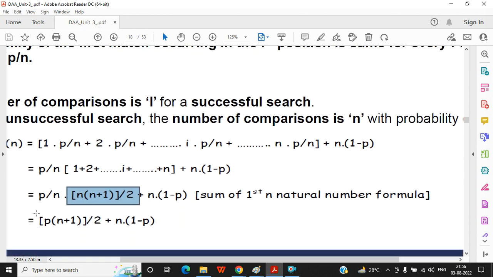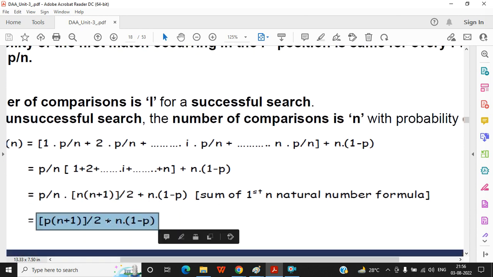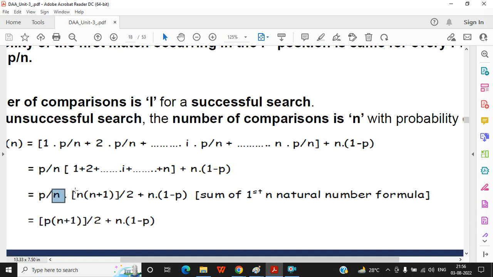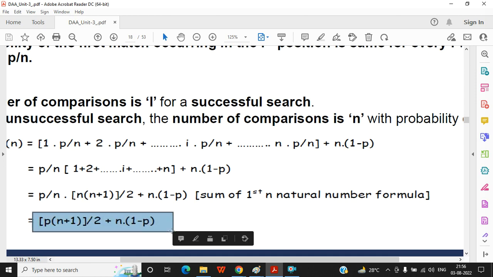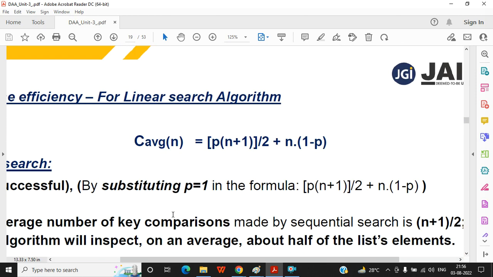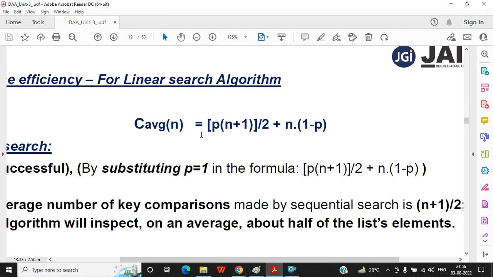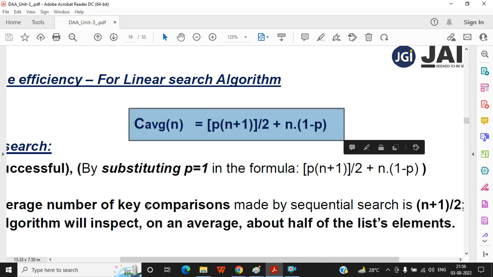So they are taking a common term here, and this n and this n will be cancelled out. So this becomes a simplified figure. After that, we go to the next slide. See here, this is the average time.